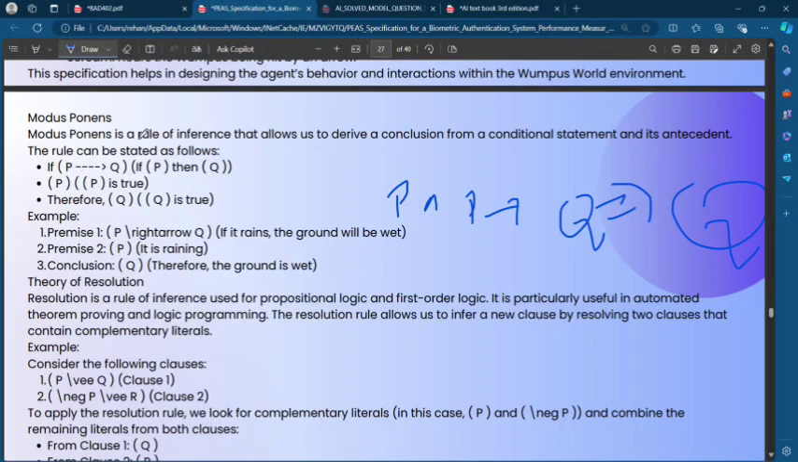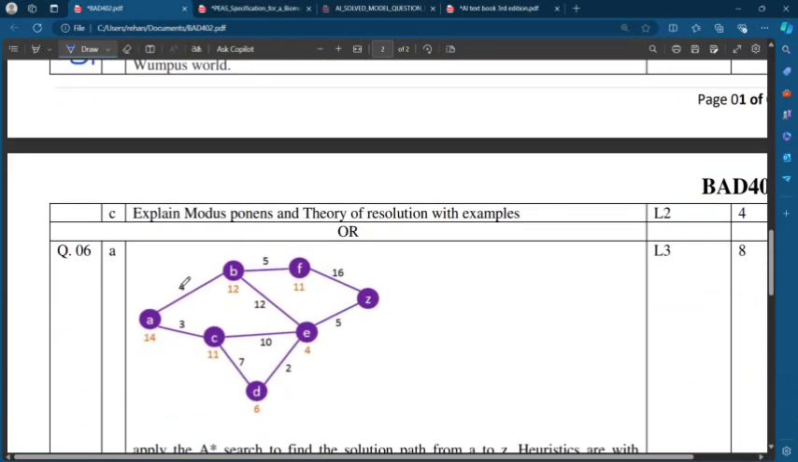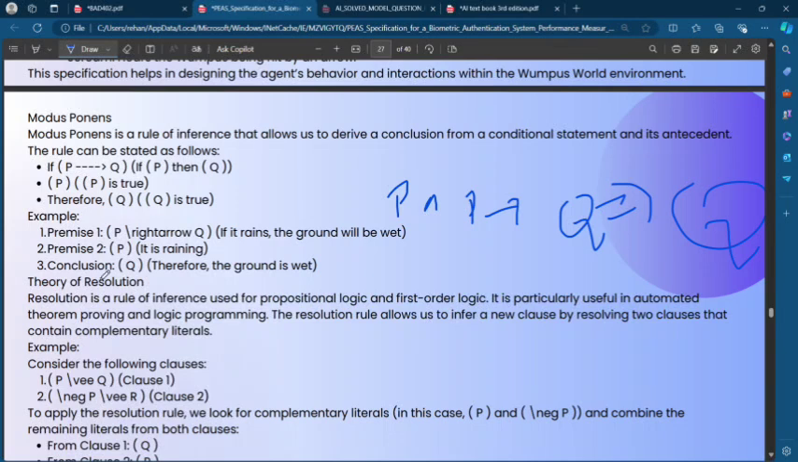So in the last topic we stopped at this 5C. I'll explain this. They have asked only for 4 marks, so that's a safe thing for us. They have asked us to explain modus ponens and theory of resolution with example. So now let us see here.